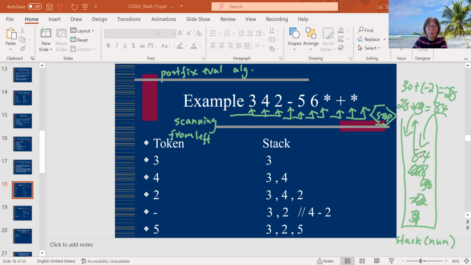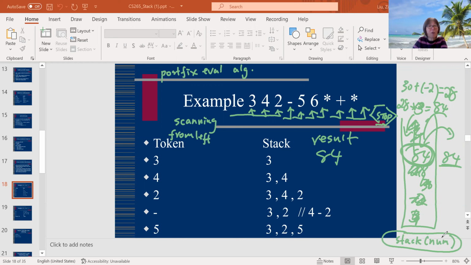Okay, we stop, then we need to get the remaining number out. So pop it out, 84. And then this 84 is our result. Okay, so that's how this algorithm works. So it uses a stack to hold all of the numbers, including the intermediate calculated result.